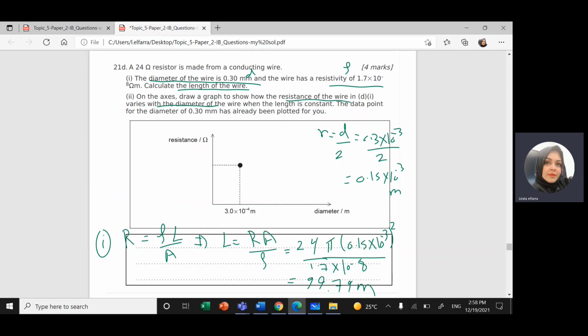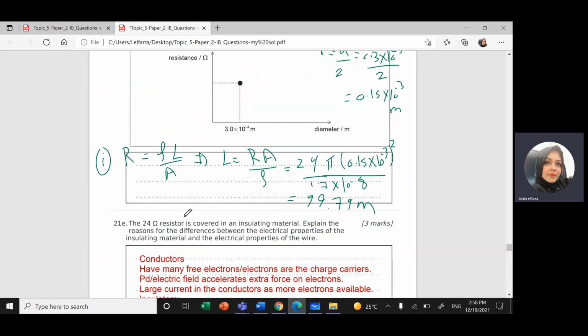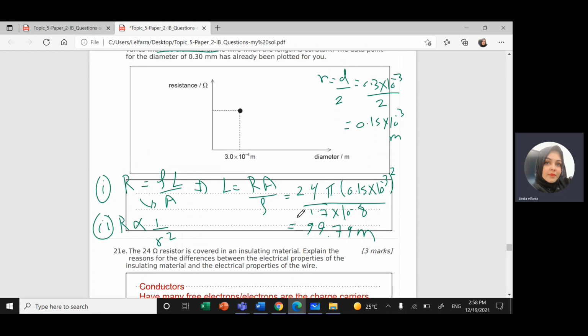Now, on the axis, draw the graph to show how the resistance of the wire varies with the diameter. Look at the equation. R is inversely proportional to the area. That means R is inversely proportional to the diameter squared, or the radius squared. So if I want to draw the relationship 1 over x squared, it should give me a curve like this. At 0, 1 over 0 gives infinity, so resistance is maximum, and then it will decrease as we increase the diameter. So resistance will decrease as we increase the diameter or the radius.